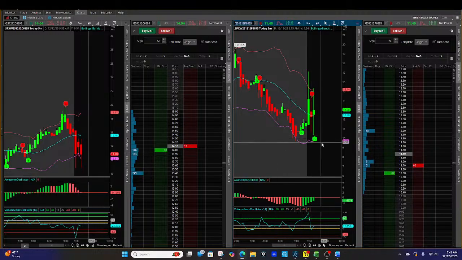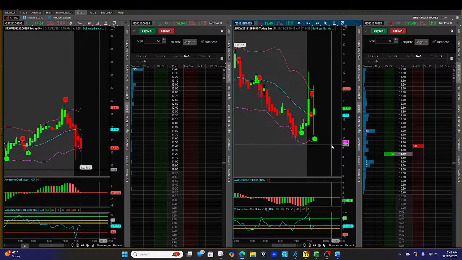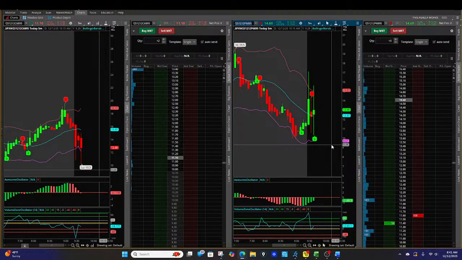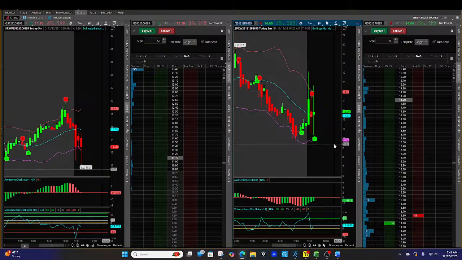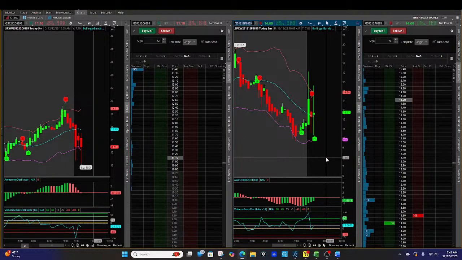Now we have a buy signal with puts. But it looks like a doji spinning top combination, turning into a doji.